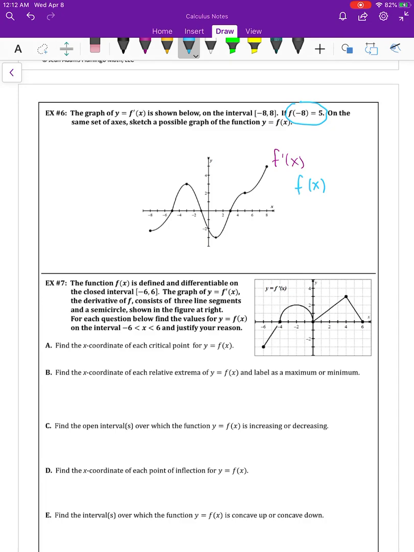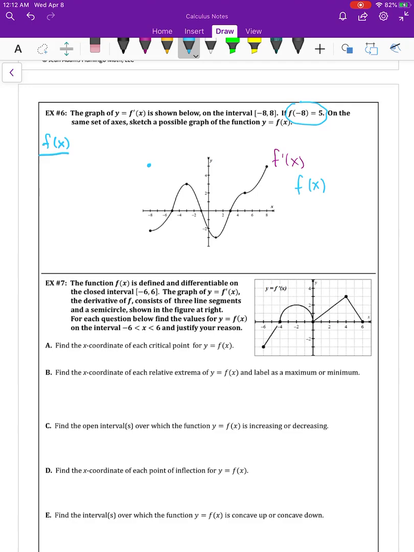And they told us this point. So I'm going to go to -8 and then up to 5, and I'm going to start right there. That point I know is on the graph that they want me to draw, okay? And I have to figure out things about f of x based on the derivative.